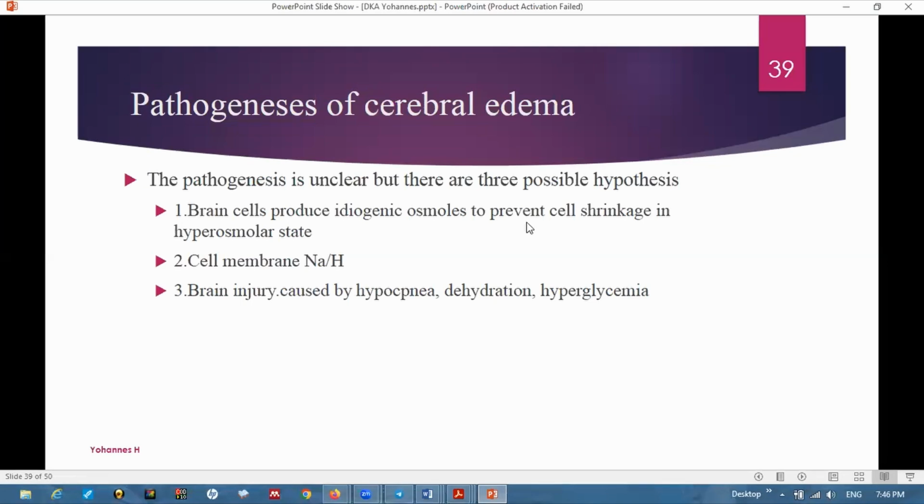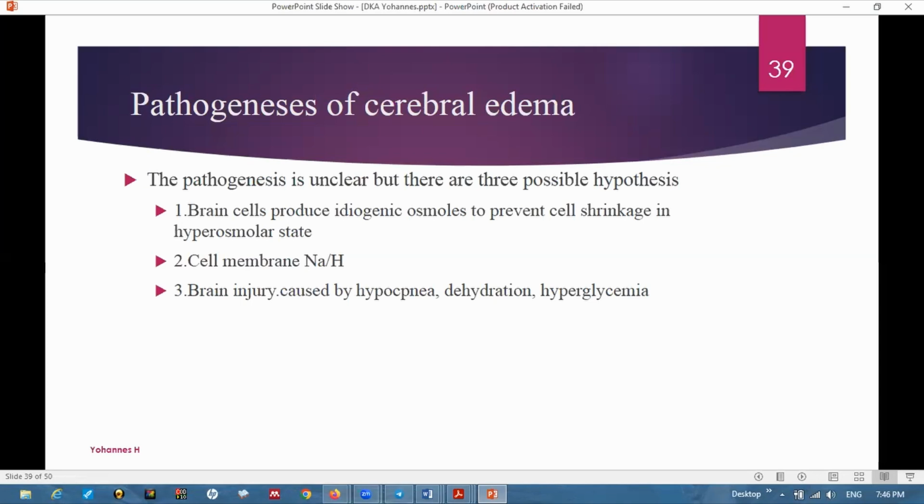The other is the cell membrane sodium-hydrogen exchange, a proposed mechanism. Sodium-hydrogen exchange is more important in case of acidosis. There will be this sodium-potassium exchange. Sodium will accumulate in the intracellular space, so when we rapidly treat the acidosis, the hydrogen ion will be released from the cell and sodium will enter the cell. Due to this, there will be a solvent drag effect and it will lead to cerebral edema.